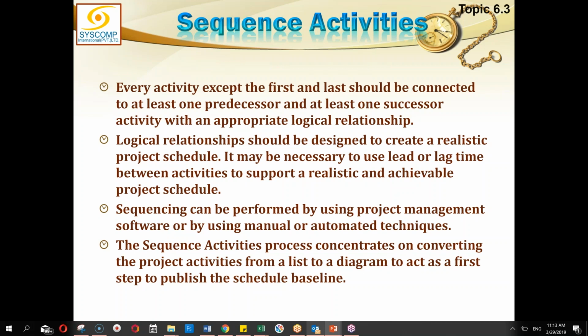The sequence activities process concentrates on converting the project activities from a list to a diagram, to act as a first step to publish the schedule baseline. You see, as soon as you have this network, the path has been paved for developing the schedule. Although I am not saying that this network diagram is enough, it still lacks some items. Sequence activities will only develop a network diagram without any durations, but it will be a completely linked network diagram. Later on, we will take this network diagram and the duration estimates from activity duration estimation and put it all together. Then this network diagram will be populated with durations, and you will be able to calculate the actual duration of the project and the critical path and all those things which we keep hearing about.